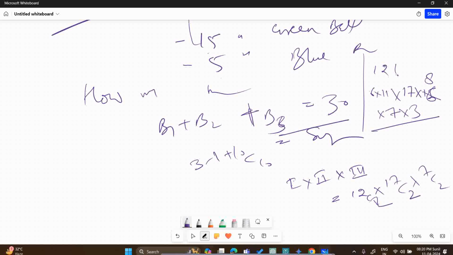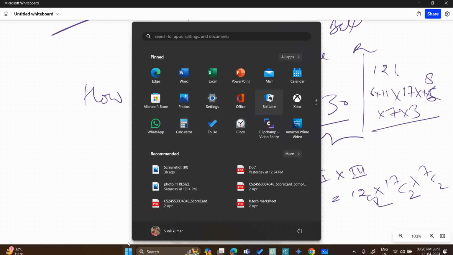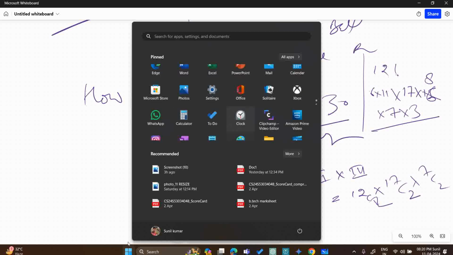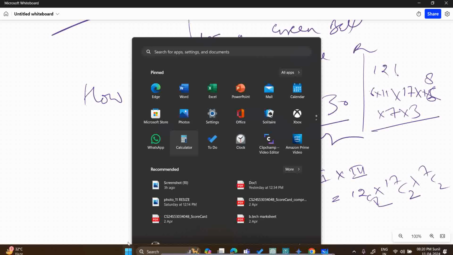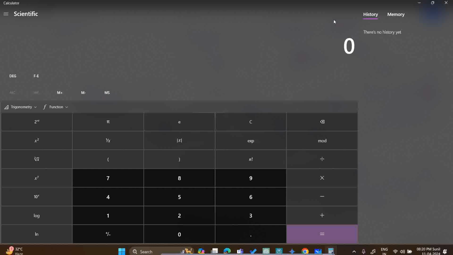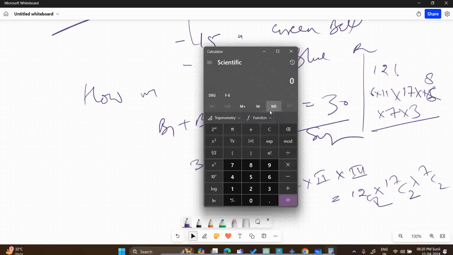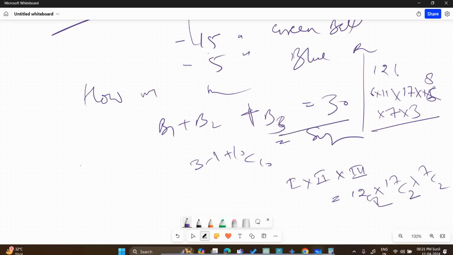So what is the answer coming here? Where is the calculator? This is the calculator. So calculate this: 6 into 11 into 17 into 8 into 7 into 3. This is done: 188,496 is the answer.